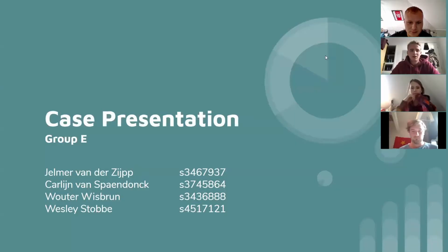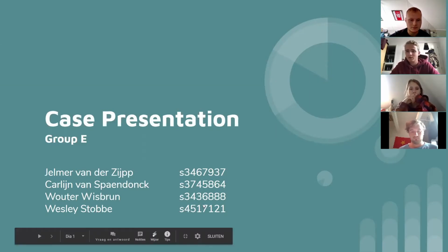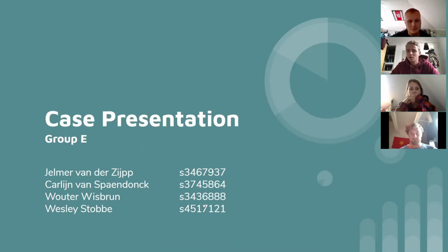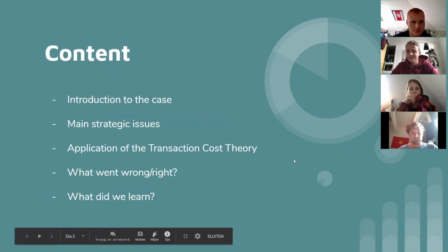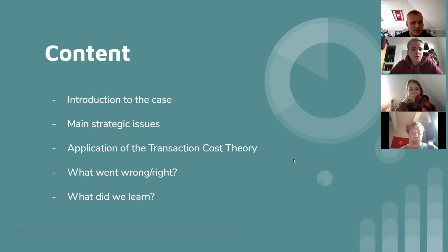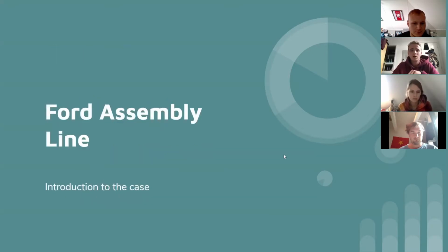All right, so hello everybody. This is our case presentation. We're Group E, and today we're going to talk to you about Ford and the transaction cost theory. First I'm going to tell you the content. First we're going to give you an introduction to the case, then the main strategic issues, the application of the transaction cost theory, what went wrong and what went right, and what did we learn.